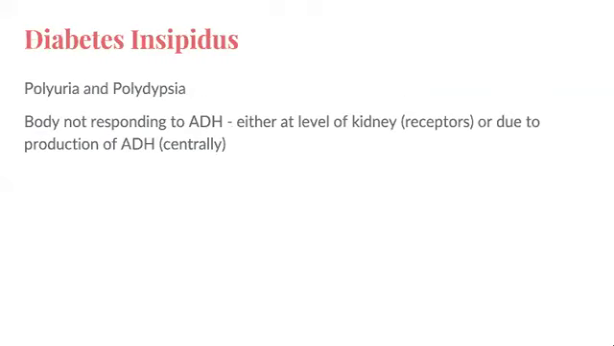There's also diabetes insipidus. Essentially, it presents with polyuria and polydipsia. Those can be the presenting symptoms of diabetes. However, here it's not a problem with diabetes; it's a problem with ADH. Either the body's response to ADH is inadequate, and that can be at the level of the kidneys, or it can be due to production of ADH.